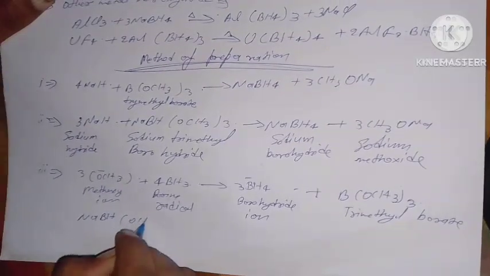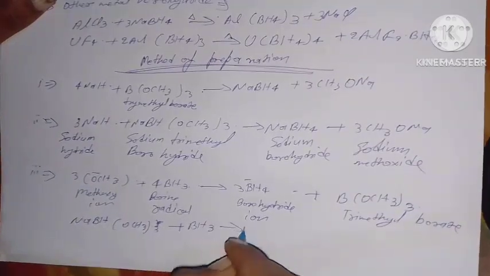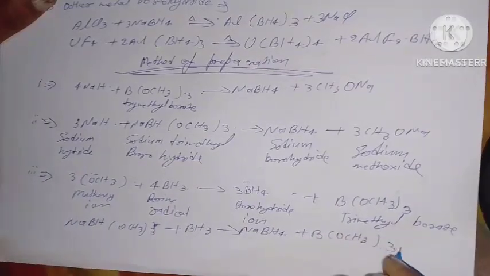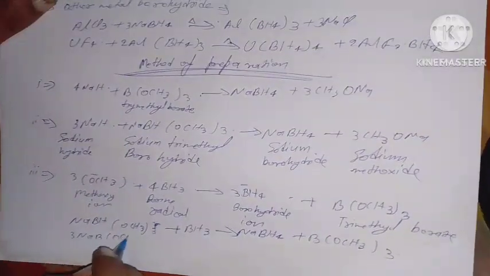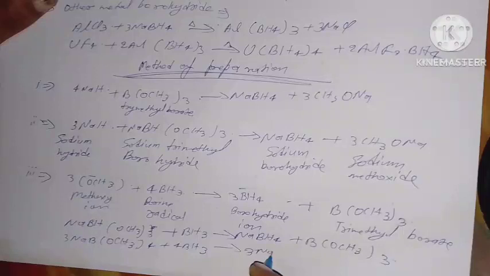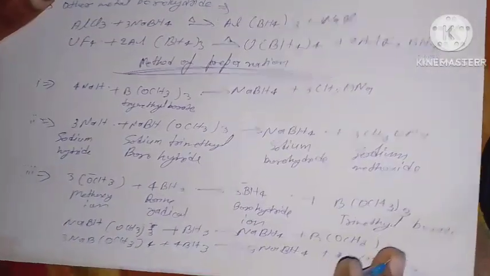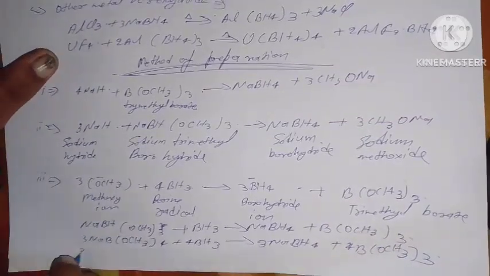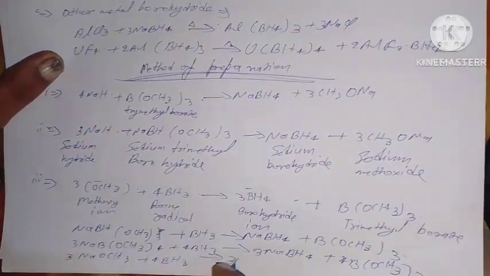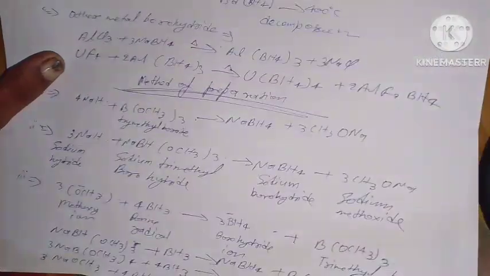In the above process the following reactions occur: NaBH(OCH3)3 plus BH3 makes NaBH4 plus B(OCH3)3. 3NaB(OCH3)4 plus 4BH3 makes 3NaBH4 plus 4B(OCH3)3. And the next, 3NaOCH3 plus 4BH3 makes 3NaBH4 plus B(OCH3)3.